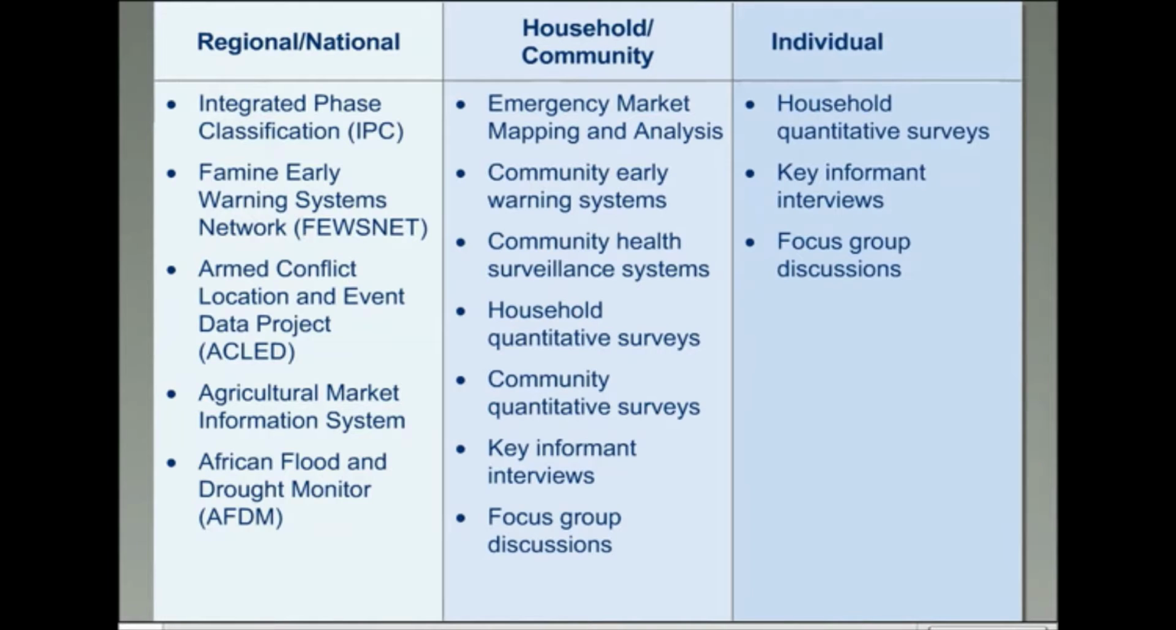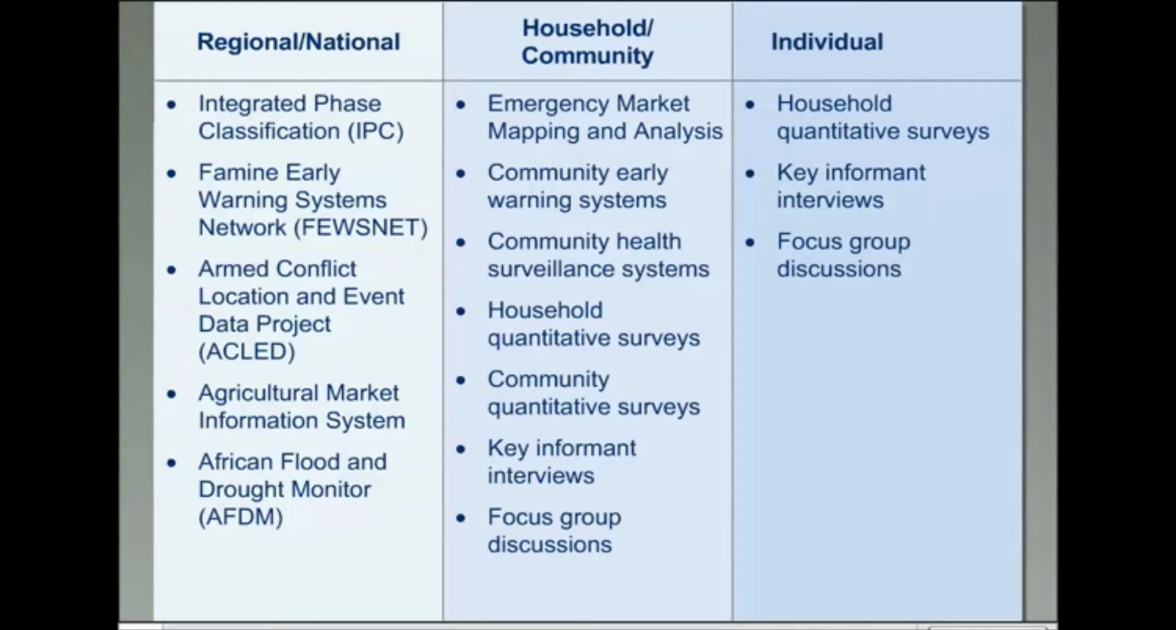A quick note on the data sources that are available to us. Some of them are old, and as I mentioned before, some of them are newer and we're less familiar with them. So we have our traditional data sources at the individual and household level. This is quantitative surveys, key informant interviews, FGDs.